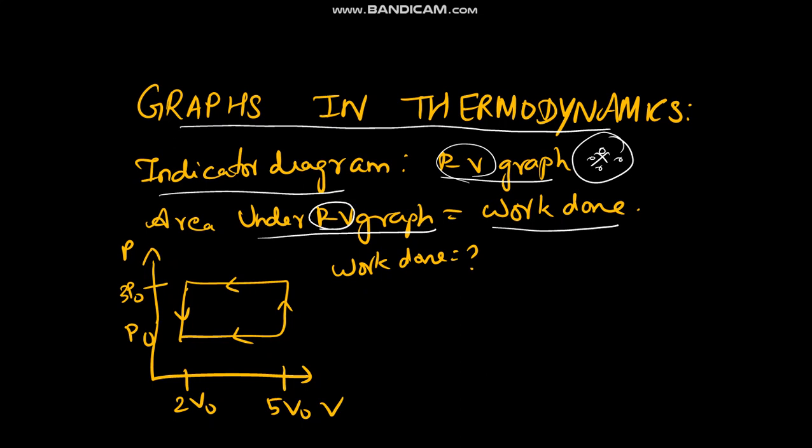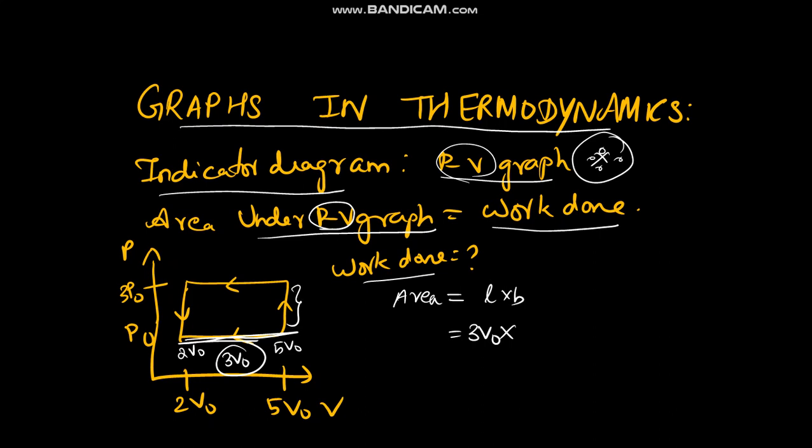Okay, let us see this question. This is a rectangular graph. They are asking for the work done. Area is equal to work done. So area is length into breadth. This is the length. This is 5v0, this is 2v0. So the length is 5v0 minus 2v0, which is 3v0.